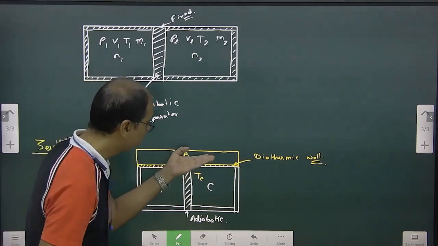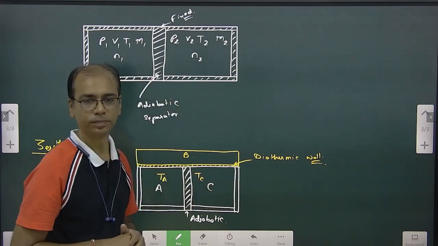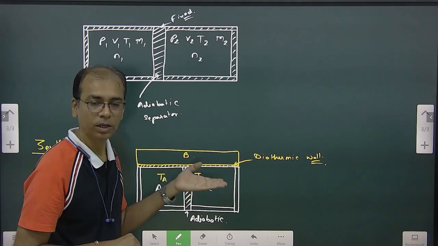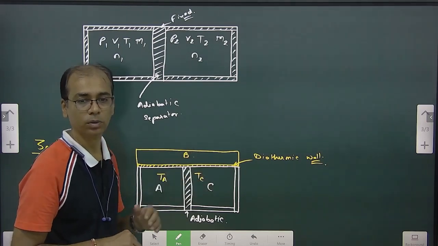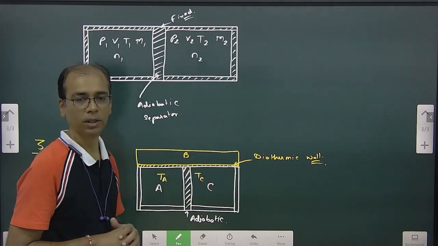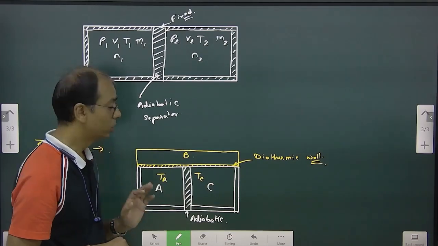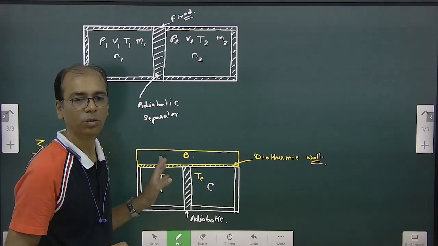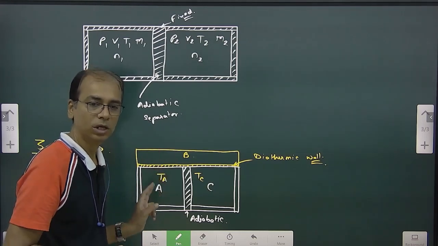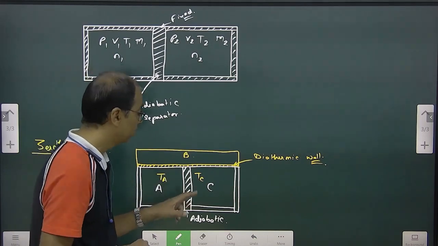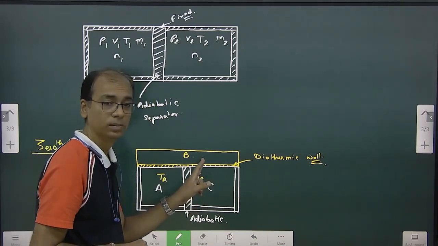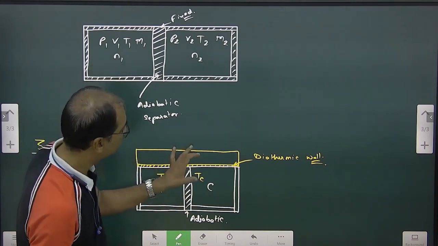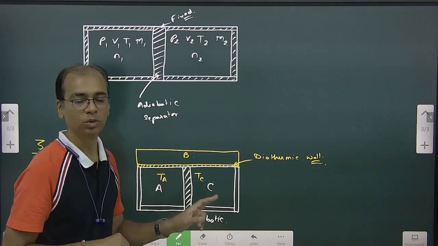Now exactly the same thing is going to happen between B and C also, because there is a conducting separation. So from here also the heat exchange will continue till these two become the same, right? If we say that A and B are in thermal equilibrium, that means no more heat is going from A to B, or from B to A. Same way, no heat is going from C to B and from B to C. So these two are in thermal equilibrium, these two are also in thermal equilibrium, that means A and C will also be in thermal equilibrium.